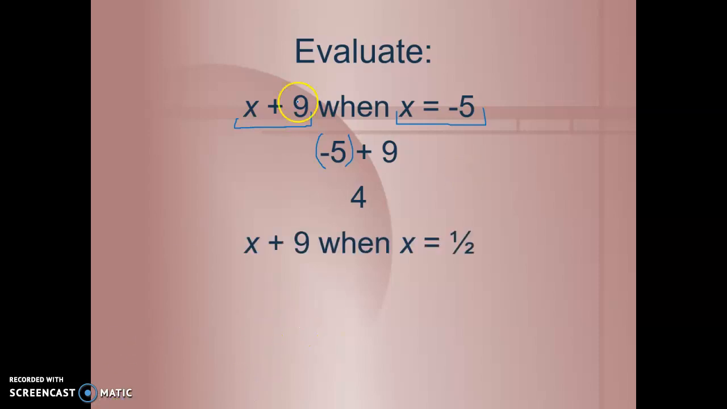All right, let's evaluate this one. X plus 9 when x equals 1/2. Well, we're going to substitute everywhere we see an x, and we're going to use parentheses when we substitute. So it's going to look like that with parentheses. 1/2 plus 9. Those are like terms, two constants that we can combine, and when we do, we get 9.5.